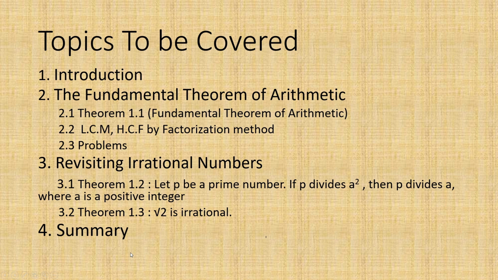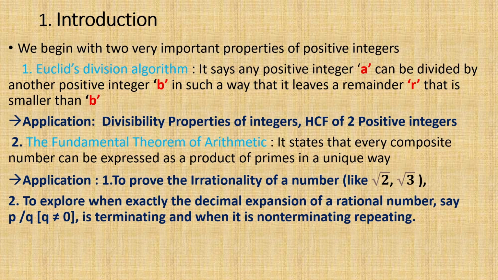Listen carefully, friends. The introduction. Here we begin with two very important properties of a positive number. One is Euclid's division algorithm. It says any positive number a can be divided by another positive number b in such a way that it leaves a remainder r that is smaller than b.